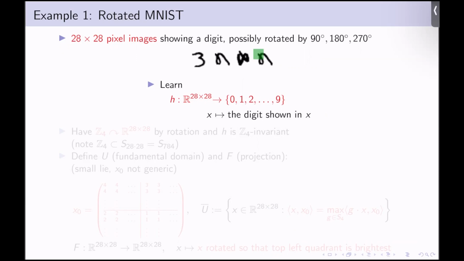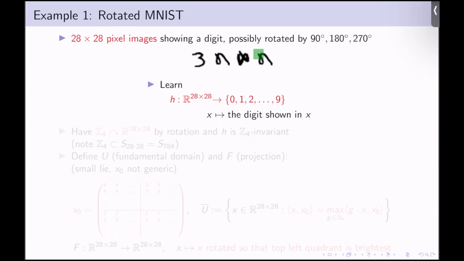So the example is the rotated MNIST dataset. Rotated MNIST are 28 by 28 pixel images showing a digit, and they can be possibly rotated by 90 degrees, 180 degrees, or 270 degrees. So here's a little subset of this dataset. You see digit 3 first, and then a rotated thing could be 9, could be a 6. It's probably a 6 rotated a bit, and then a rotated 8. And this little green square has a meaning that we'll see in a second.